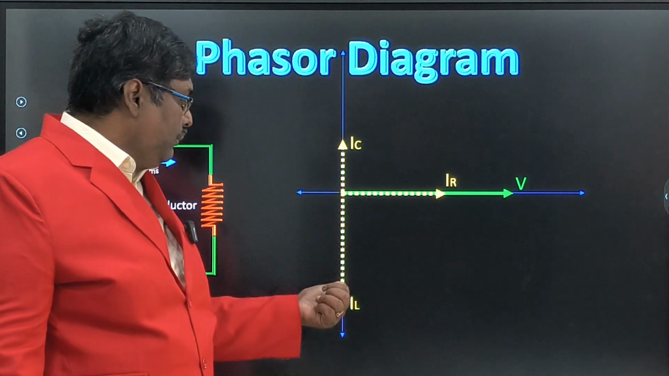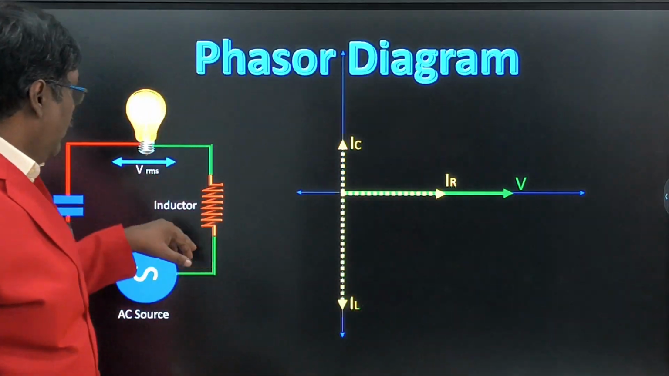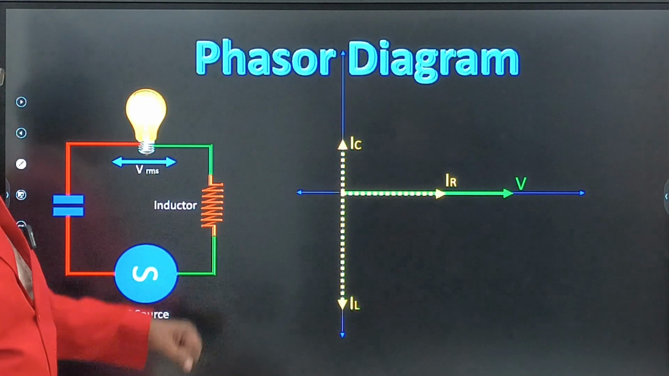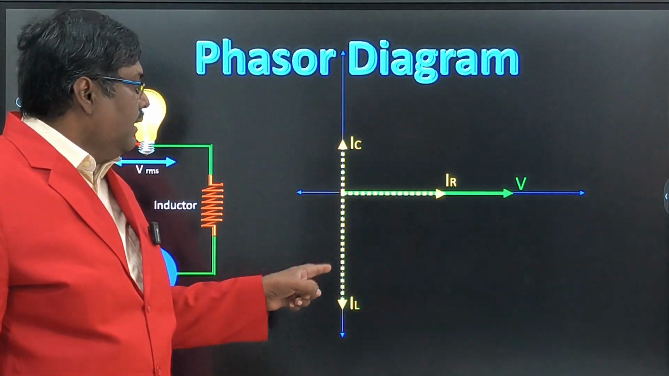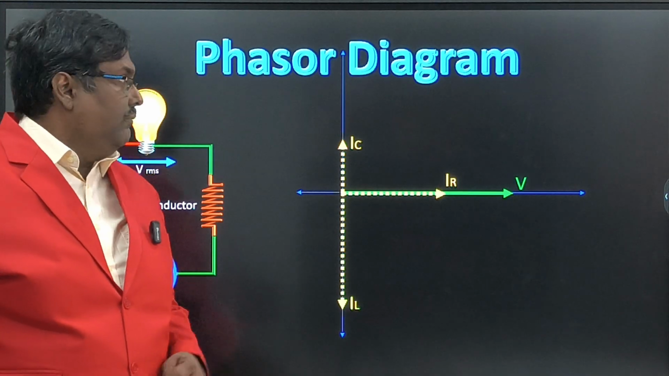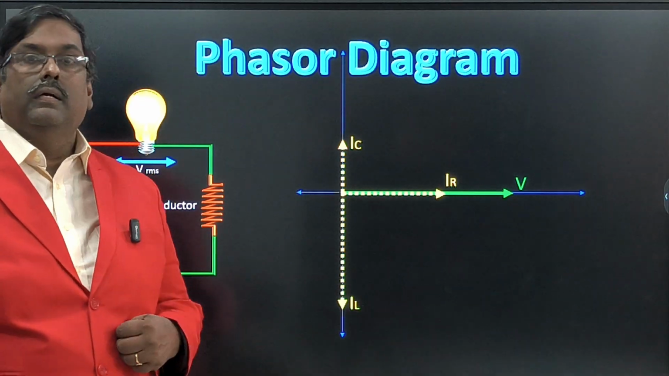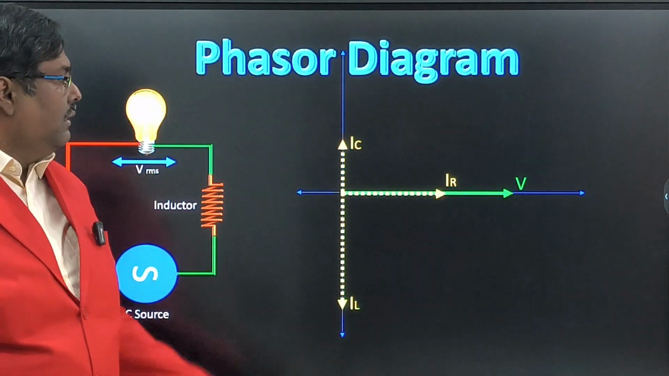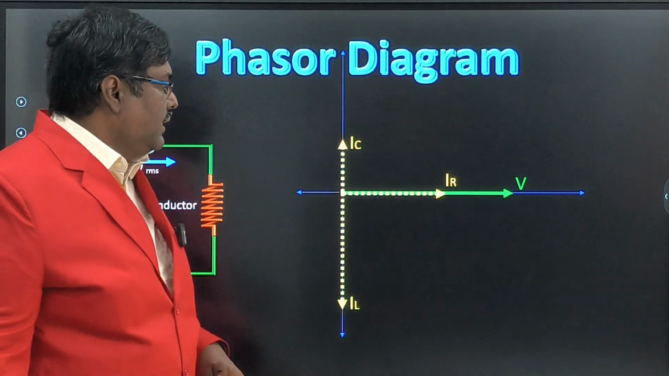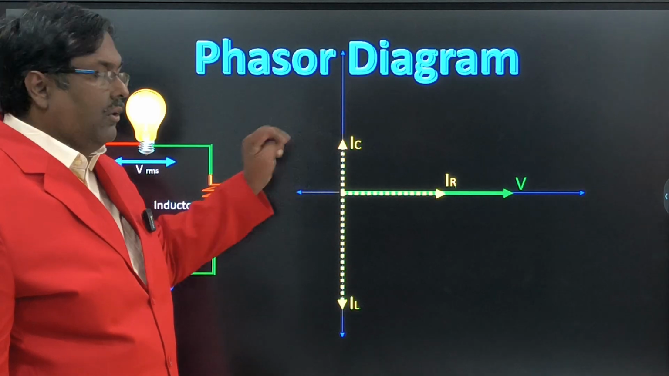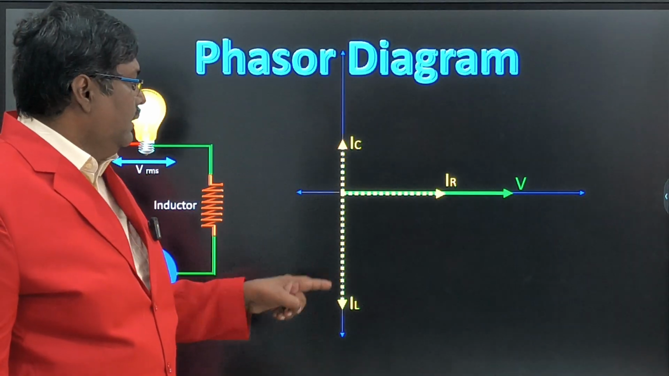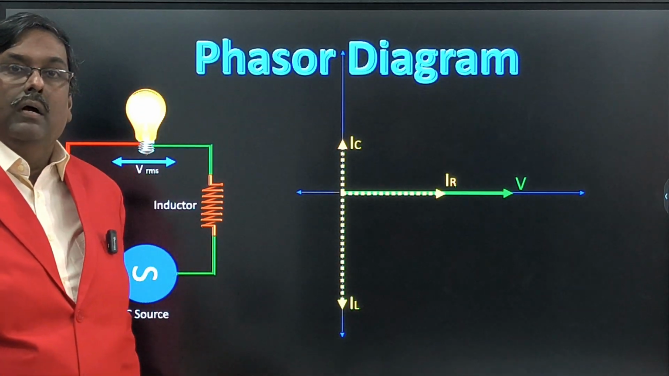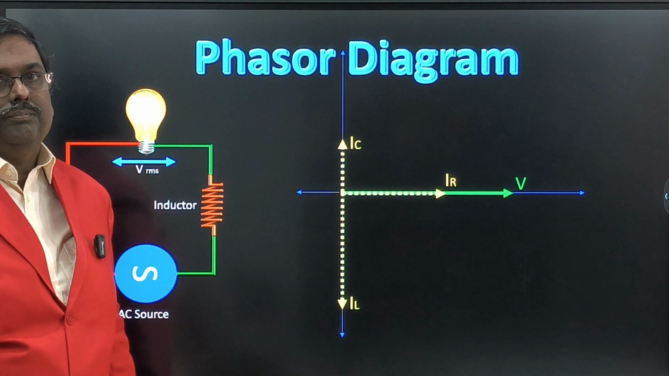This is pure capacitance, pure inductance, pure resistance. I divided all three into separate parts: pure inductance, pure capacitance, pure resistance. All three currents I plotted in the phasor diagram as per the direction. So now the voltage I drew horizontal, that is the base, and the resistive current I put horizontal. The current due to the capacitance I put vertical, and the inductive current I put downward.